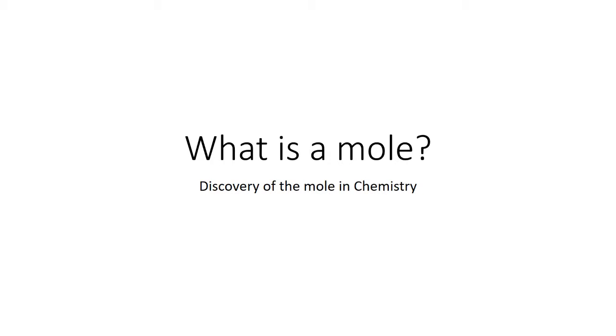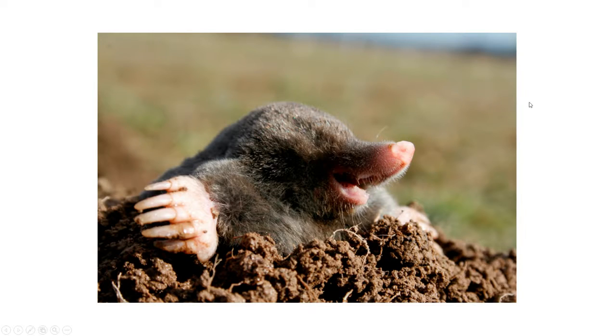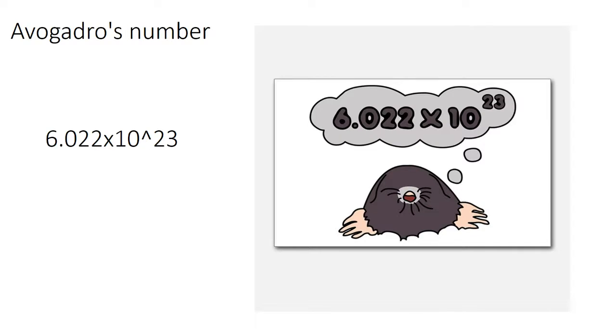What is a mole? In this video in PowerPoint, I'm going to quickly explain what a mole is in terms of chemistry. When I first said mole, your mind probably thought of this. The mole that lives outside, that's deaf, blind, crawls around in the dirt and eats bugs. No, in chemistry, when we say mole, we're more referring to Avogadro's number, or 6.022 times 10 to the 23rd.